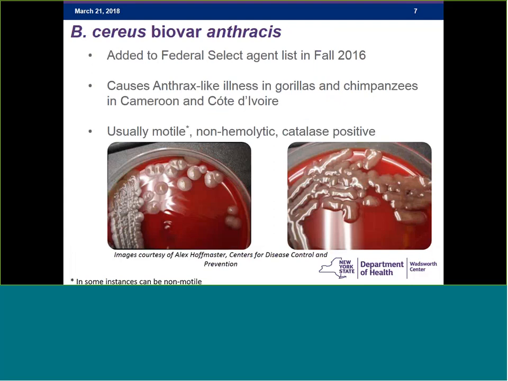It possesses the virulence factors that Bacillus anthracis has, and it has been shown to cause anthrax-like illness in gorillas and chimpanzees. It is catalase positive and non-hemolytic like Bacillus anthracis. B. cereus biothreat strains are usually motile, including those recovered from gorillas, chimpanzees, and elephants. But B. cereus biothreat goat strains from the Democratic Republic of the Congo are non-motile.